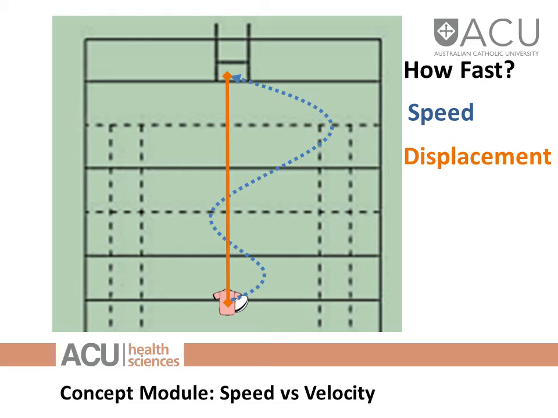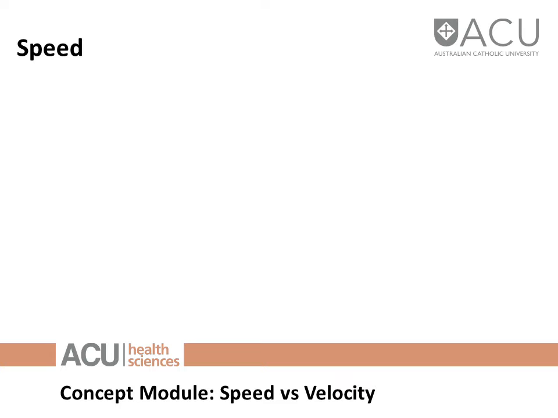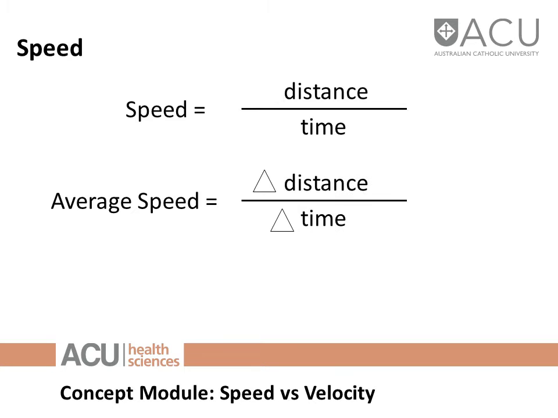And when we base it on the displacement, so the straight line between point A and point B, it's known as velocity. So if we cover the specific formula for speed first, you'd probably be aware that how fast you're going is a product of how far you've gone divided by the time it took you to get there. So speed equals the distance divided by time. But bear in mind that's an abbreviation of the longer, more specific formula, which is the average speed equals the change in distance divided by the change in time.